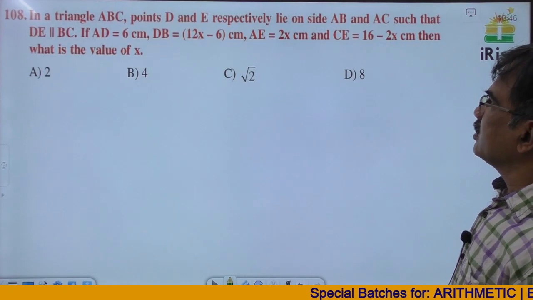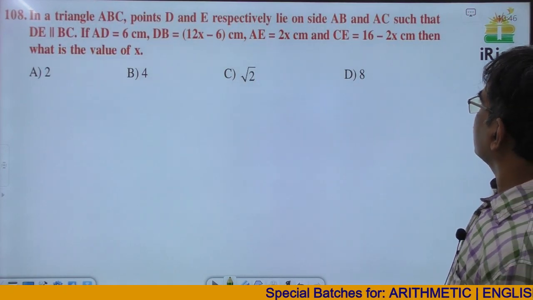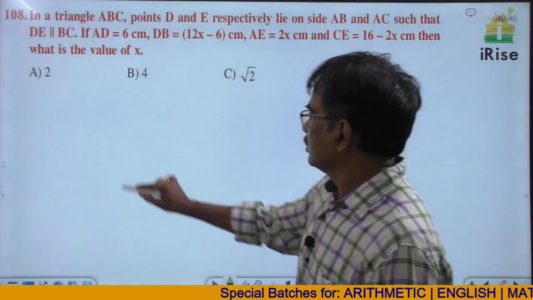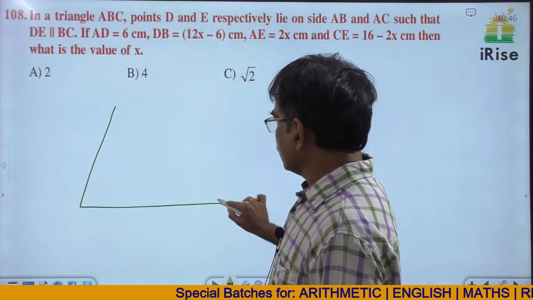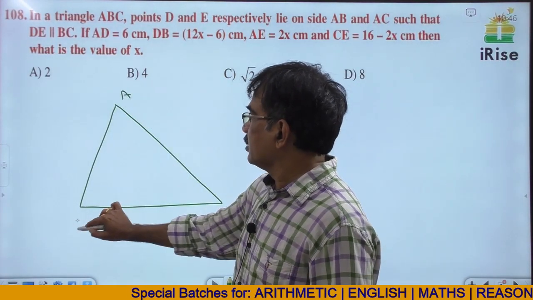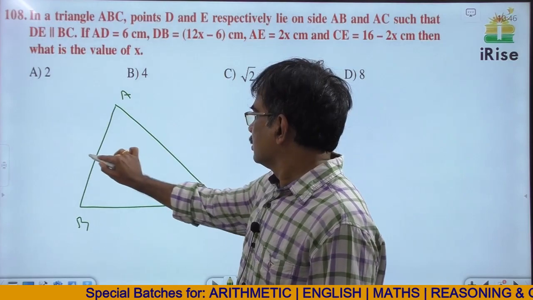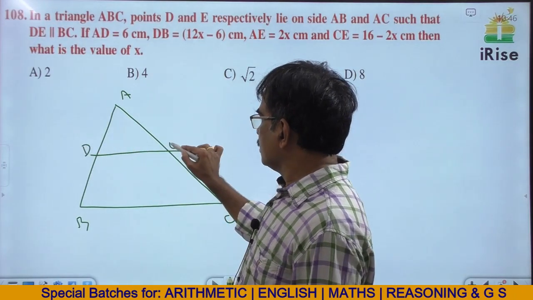In triangle ABC, points D and E respectively lie on AB, AC such that, this model is solved, I think. One more question is there. ABC. Okay, this is D, E.